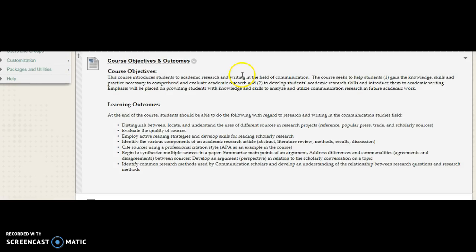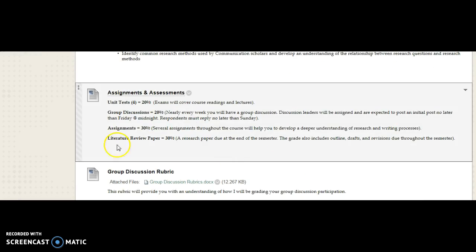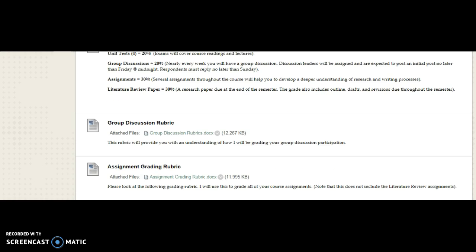The course objectives and outcomes. This is also included on the syllabus, but it's important information, so I encourage you to look it over. The different kinds of assessments and assignments that you'll have, how the course will be graded and how you'll be graded in the course. And then a couple of rubrics that we'll be using.